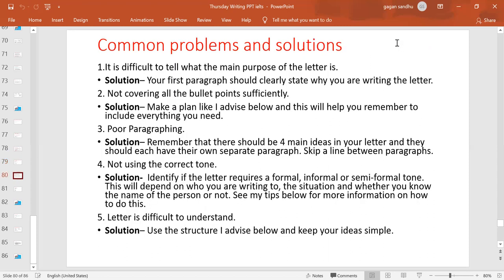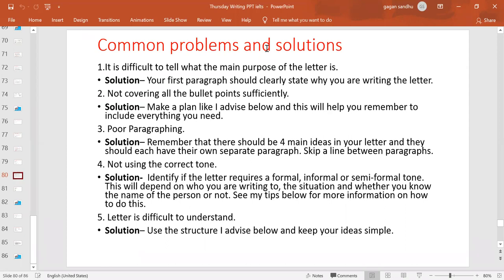And we have some common problems and solutions in letter writing. So, knowing the main purpose of the letter, if it's difficult for you to find it out, then when you are typing, start typing the actual letter after the beginning, and write the first paragraph as an introductory paragraph, which tells you straight away what this letter is about. So the first paragraph will contain, okay, this is a letter in regard to some complaint you want to make.